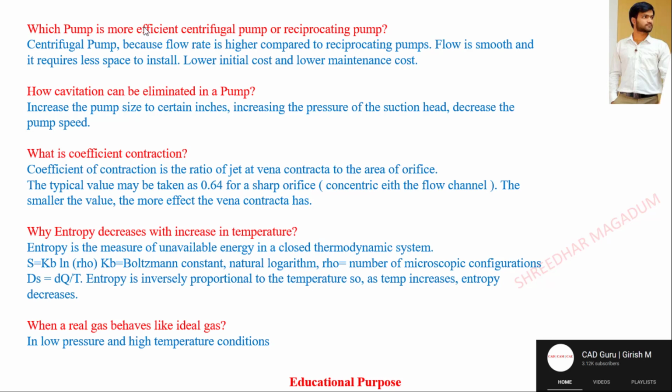It is the ratio of the area of the jet at vena contracta to the area of the orifice.